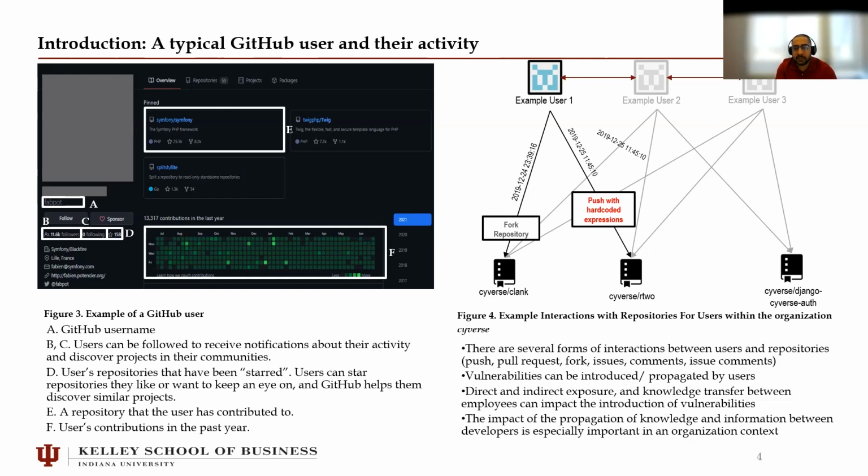Now, the task that we want to take on here is, given all of these interactions, as well as the propagation of information between these users, can we predict if at some point a user will introduce a vulnerability?